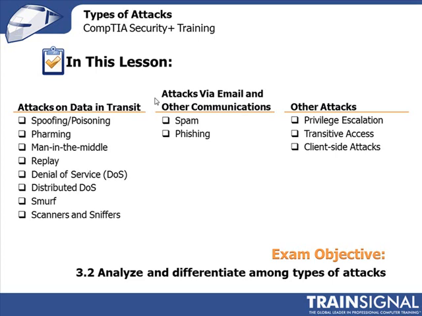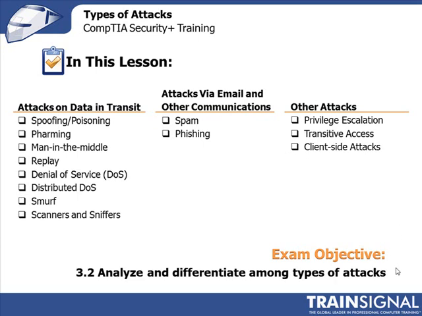Then we have attacks that come by way of email. Those are spam. We all know about spam, right? But we're going to talk about just how dangerous and costly spam can be. And then phishing with a PH. You can see that phishing has a PH, farming has a PH. That's just a common naming convention for cyber attacks. And lastly, some other attacks we'll discuss are privilege escalation, transitive access, and client-side attacks.